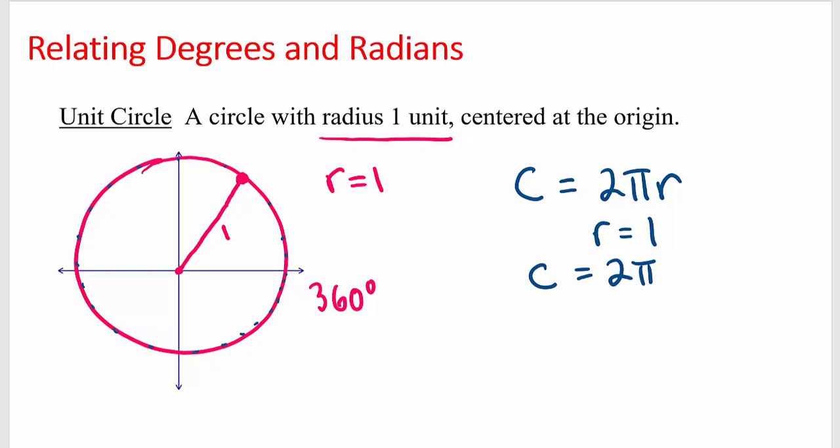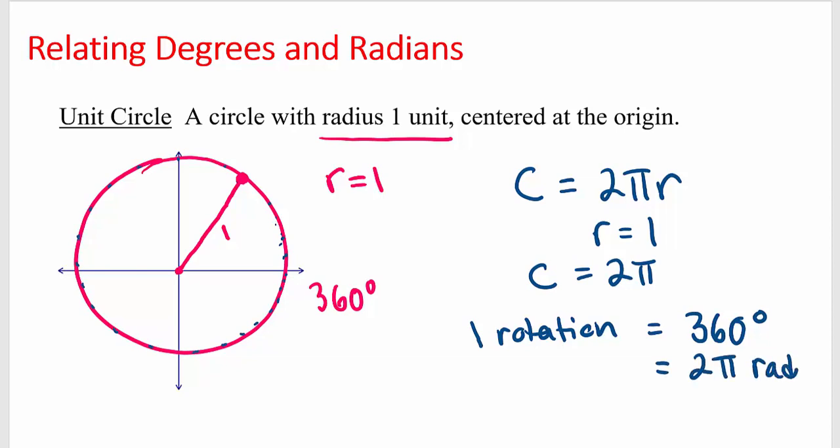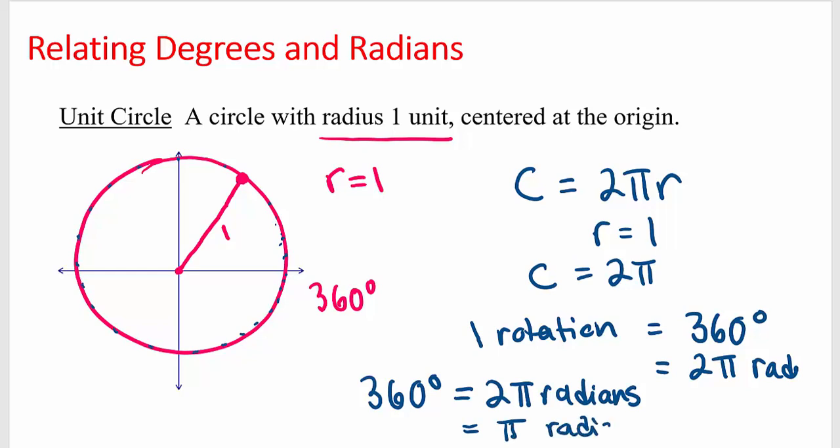If our dot traveled around this circle, one rotation, that would be equal to 360 degrees. If our dot traveled around our circle and we measure that in radians, that's actually equivalent to 2 pi radians. Therefore, 360 degrees is equivalent to 2 pi radians. A simplification of this, if we divide both sides by 2, then that means that pi radians is equal to 180 degrees.